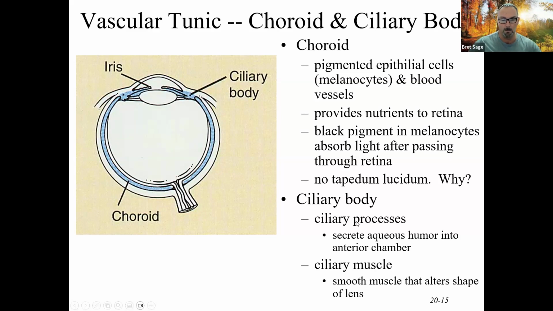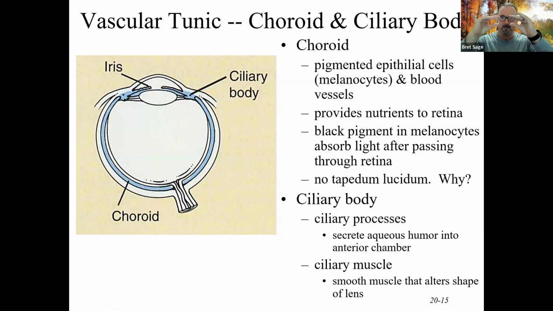Next is called the ciliary body that contains the ciliary processes. What do they do? They secrete the aqueous humor into the anterior chamber. The anterior chamber is everything on the front of the lens. The ciliary muscle is smooth muscle that alters the shape of the lens. So the lens can go from fat to flat.